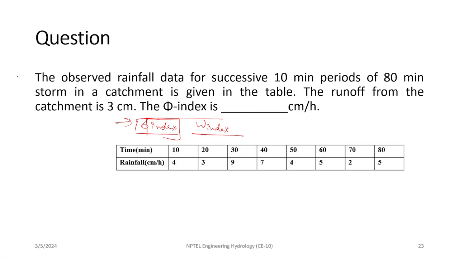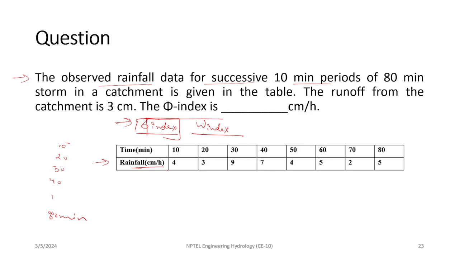Now you can see from this problem, it is saying that the observed rainfall data for successive 10-minute period. 10-minute period in the sense what? That stopwatch is working, like readings are taken at every 10 minutes of interval. So you can say 10 minutes, then 20 minutes, then 30 minutes, then 40 minutes, so on, going up to 80 minutes. And what they are noting is the observed rainfall intensity.